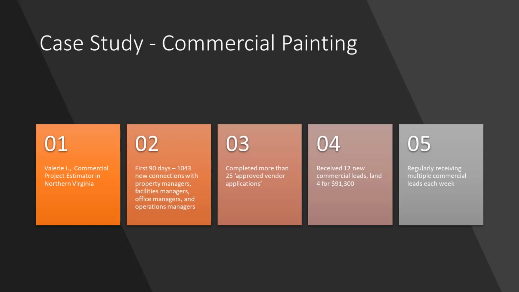Now that I've explained the nuts and bolts of the program, let me give you a case study or two. First, let me tell you about Valerie, a commercial project estimator for a painting company in Northern Virginia. For her, we targeted property managers, facility managers, office managers, and operations managers, and in the first 3 months, she was connected with more than 1,000 of those decision makers. In the process, she was invited to complete more than 20 applications to be listed on their approved vendor lists. You know that's going to turn into a bunch of RFPs.